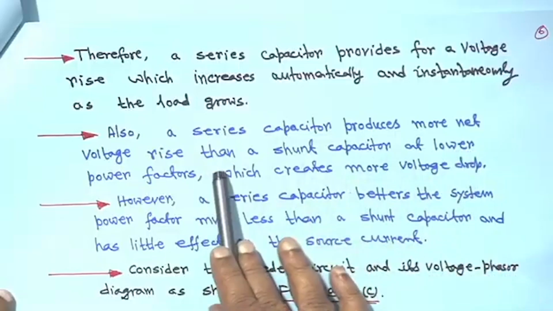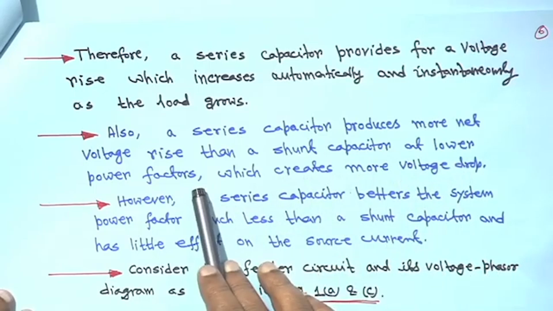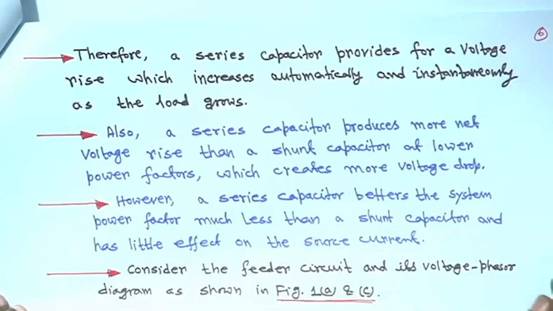Also, a series capacitor produces more net voltage rise than a shunt capacitor at lower power factor, naturally, because a series capacitor is basically compensating the voltage drop. So the voltage improvement using a series capacitor is much higher. The shunt capacitor also improves the voltage level, though not much, and not like the series capacitor.